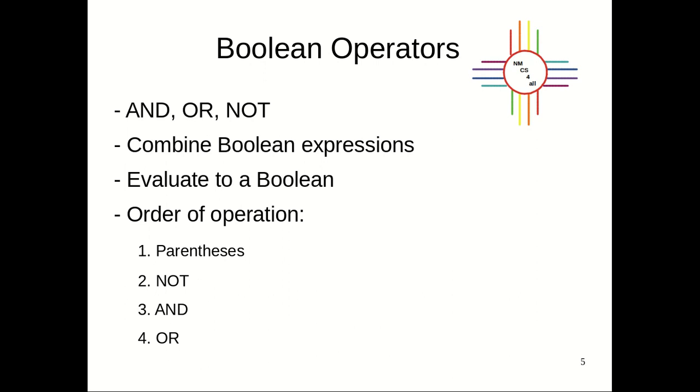Boolean expressions can be combined or modified using and, or, and not. The result will, again, be a Boolean value. There are rules for these operators that will be discussed soon. It is important to note that there is a set order of operations: parentheses first, then not, then and, finally followed by or.